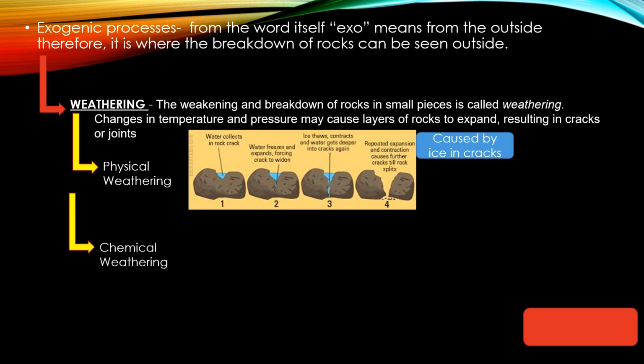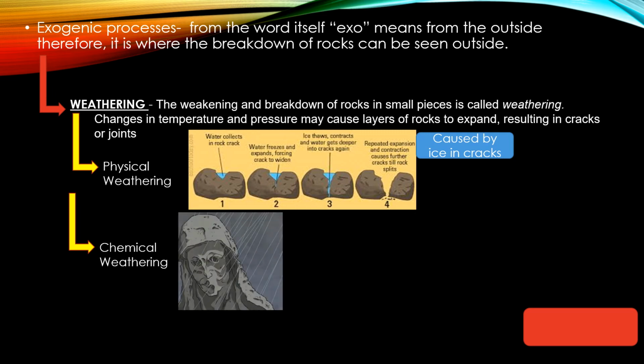Next is chemical weathering. From the word itself, chemical. It is caused by acid rain, like on monuments or statues. It can cause deformation to the structure of the statue because of the acid of the rain.